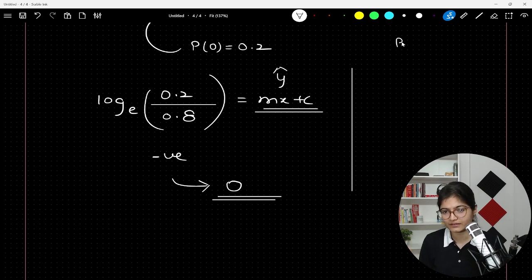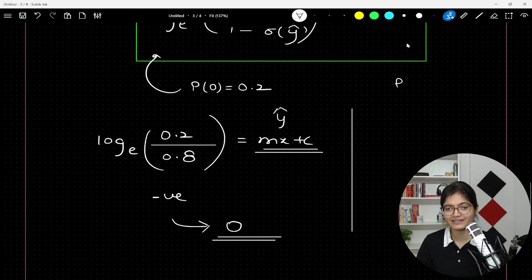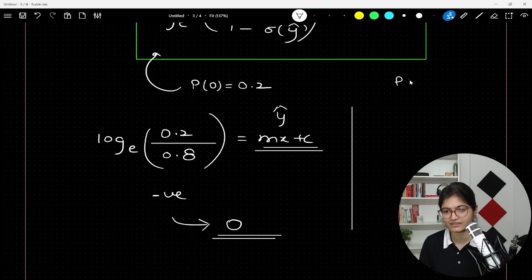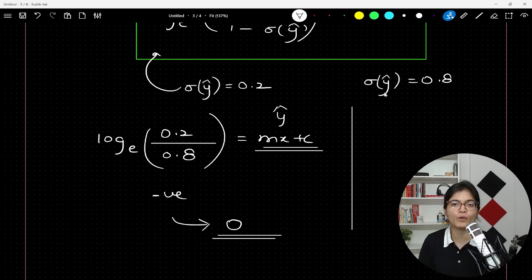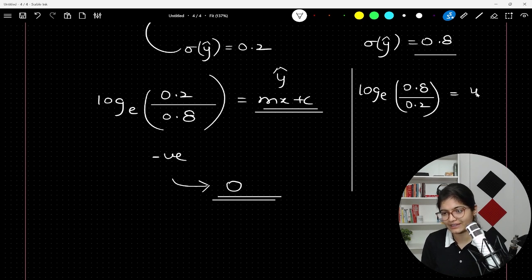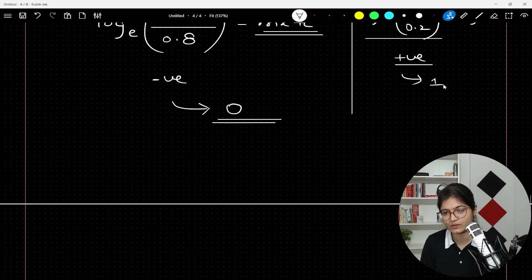Similarly, let's say the probability is 0.8. Sigma of y cap. So if it is confusing you, you can say sigma of y cap is the probability which is indicating, right? Because I have told you the sigmoid function will only give you a probability. So if it's 0.8, then what will happen? Again, you will apply this equation, 0.8 divided by 0.2, which equals the value of y cap, mx plus c. You will see this value will come out to be positive. And if it is positive, you are saying the final prediction is class 1.